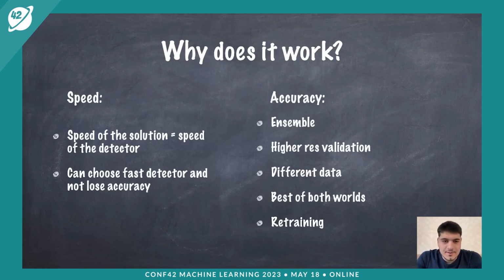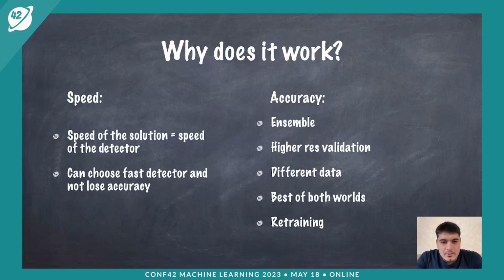Let's discuss a couple of things. First of all, why is it fast? Basically, the speed of our solution is tied to the speed of the first neural network, the detector. It's because our second net runs just in cases when the first net finds anything. So 99% of the time, the second net is idle. The second thing is that because we have our classifier and it can really validate our prediction, we can pick a fast detector.